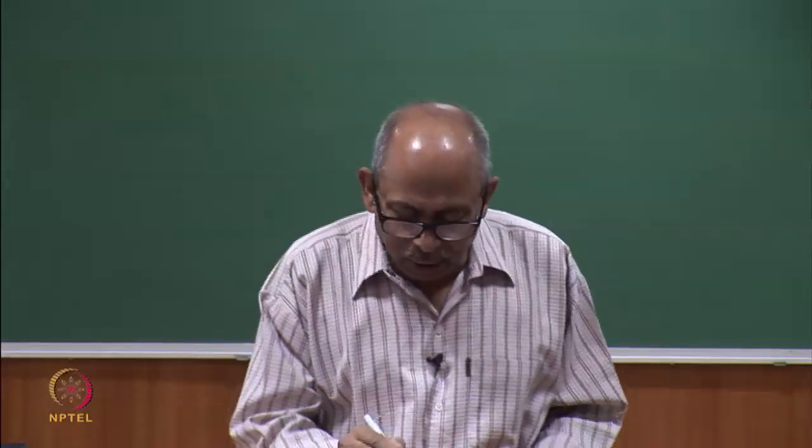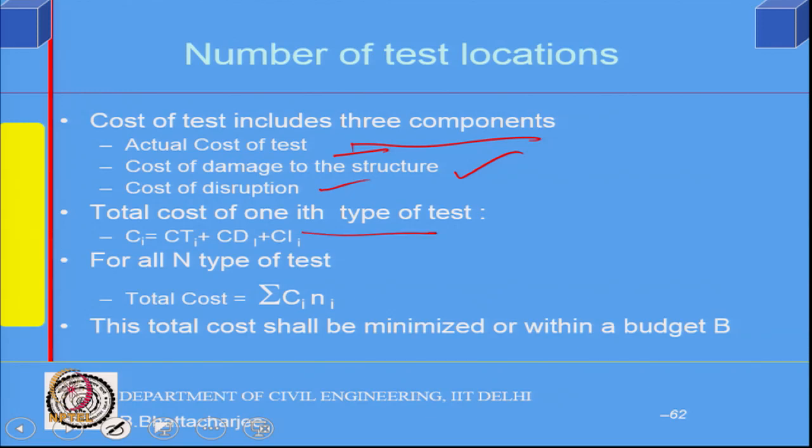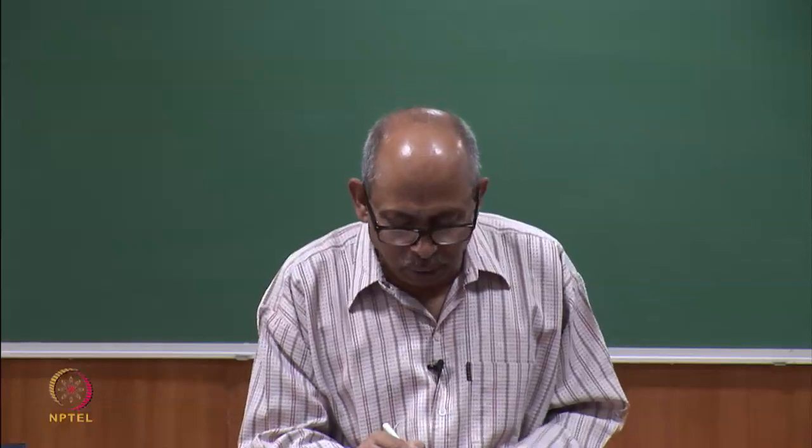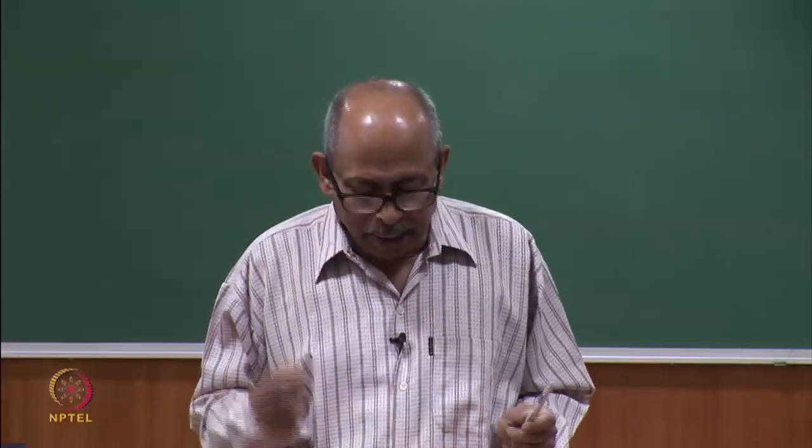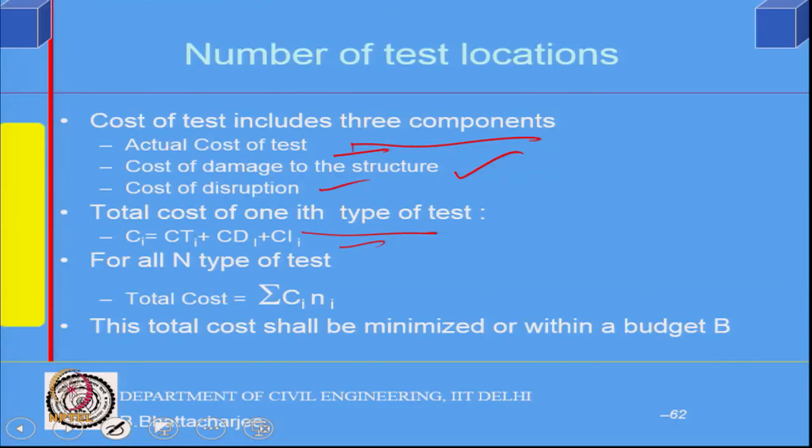So, therefore, the total cost of the ith type of test, for any test, would be a different cost. So, the total cost will be this, and for all n types of tests the sum total will be the sum of C_i into N_i, right. The total cost should be minimized for a given budget.